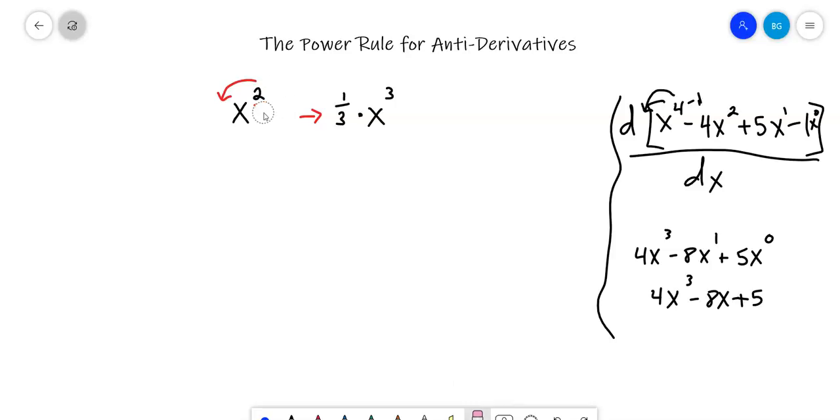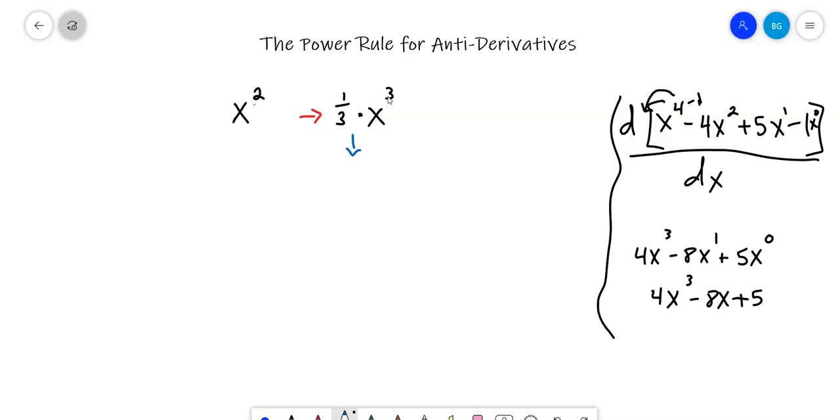And you don't have to take my word for it. Remember what we said that, quote unquote, definition of an antiderivative was. It's an expression that when we take the derivative of it, we get what we started with. So let's just take the derivative of this and see if we get back what we started with.